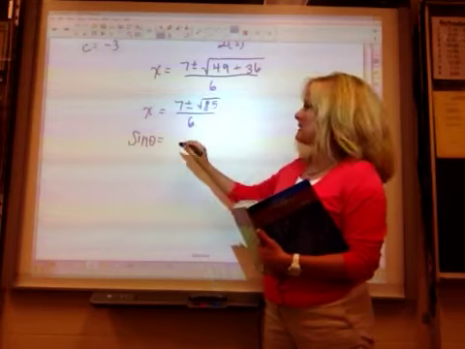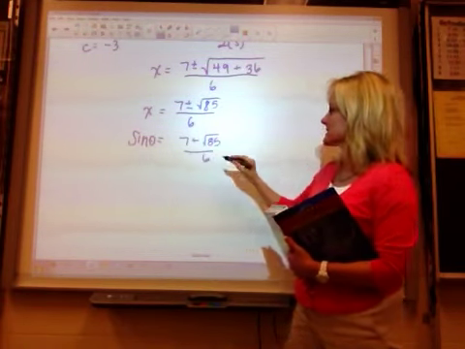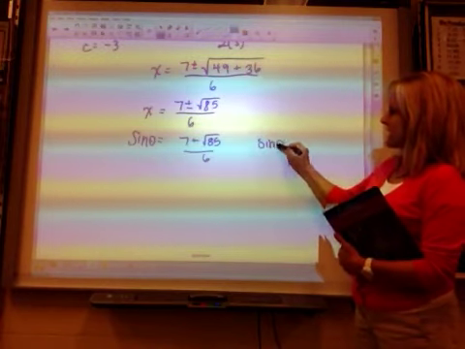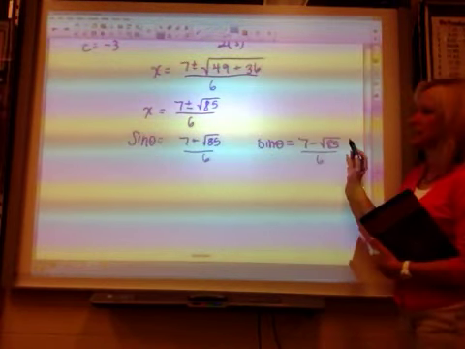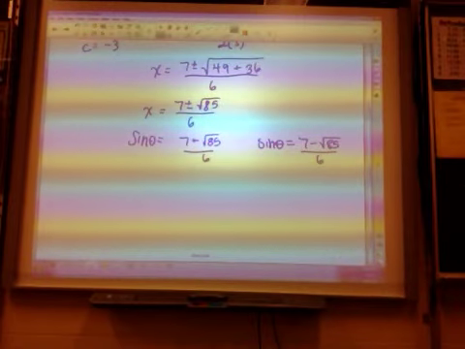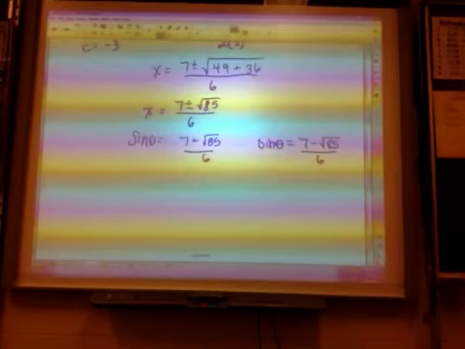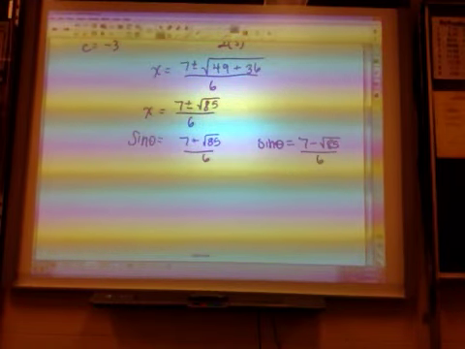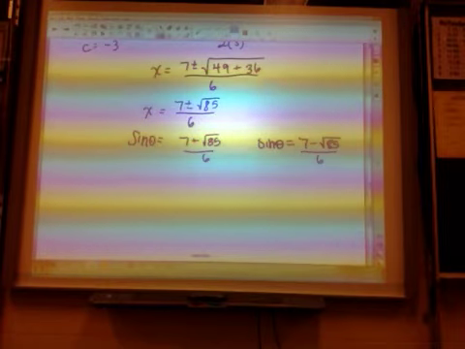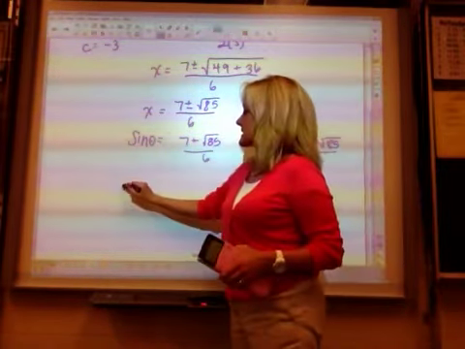And what we have is 7 plus the square root of 85 over 6. And we have the sine theta is 7 minus the square root of 85 over 6. Okay? Now the hard part. Putting this into your calculator, thinking through the problem. So use QRS to organize things.